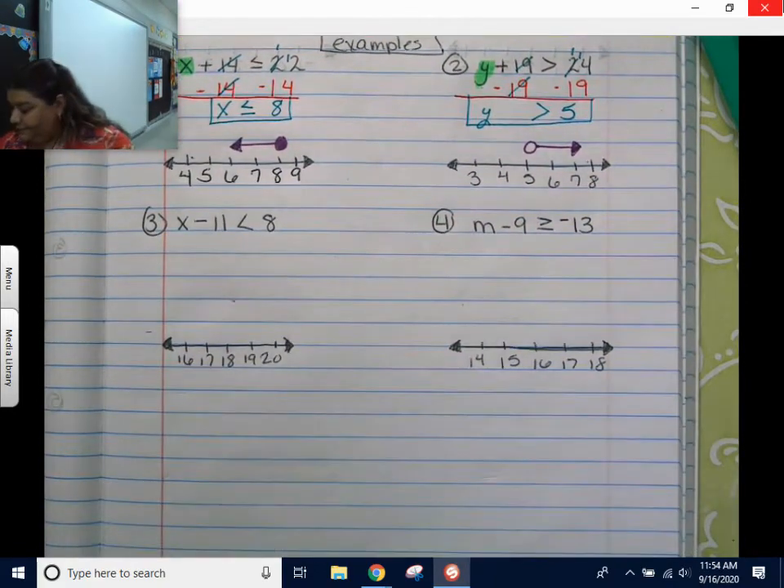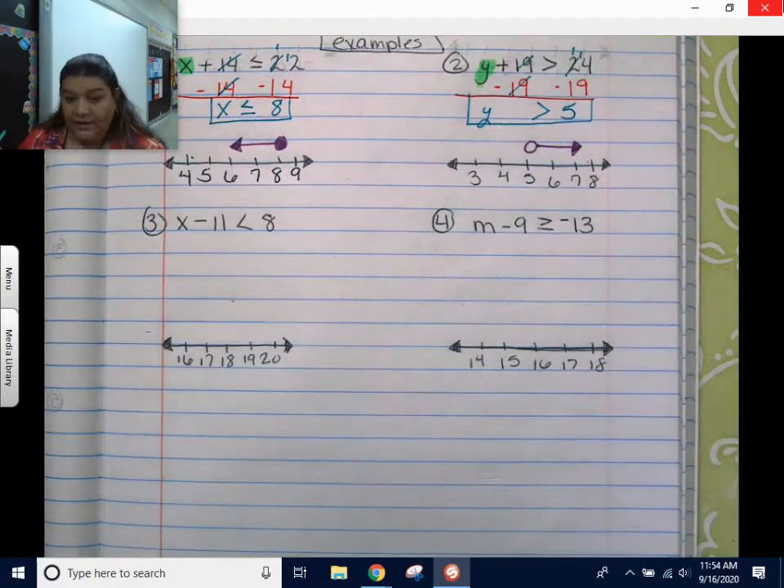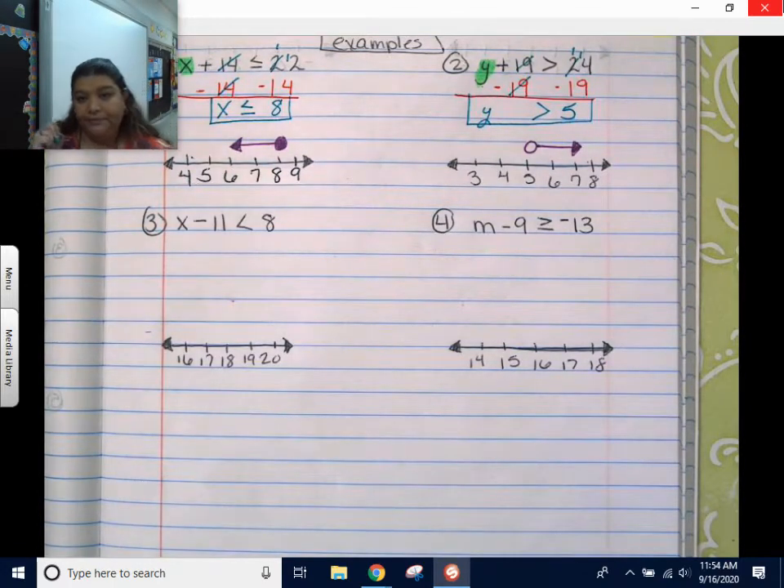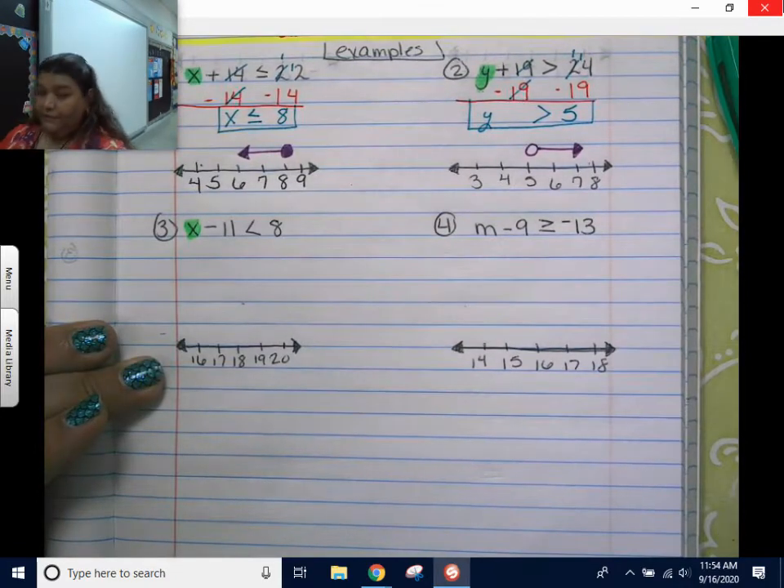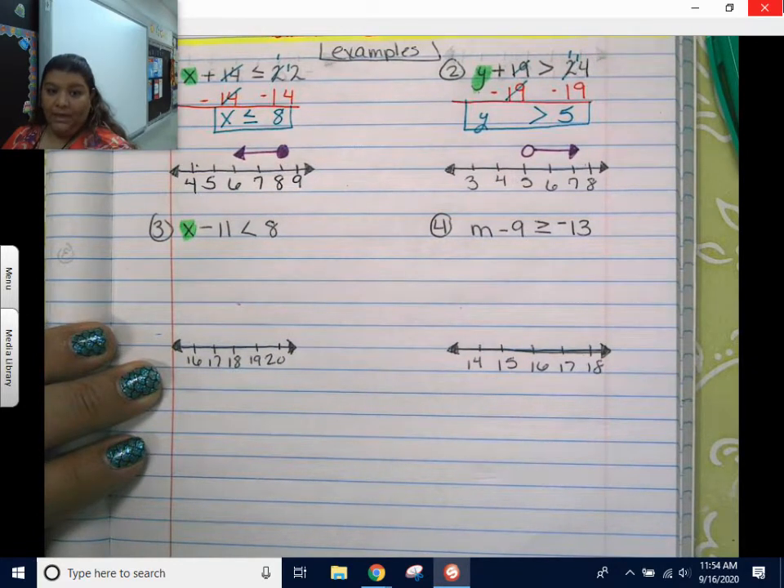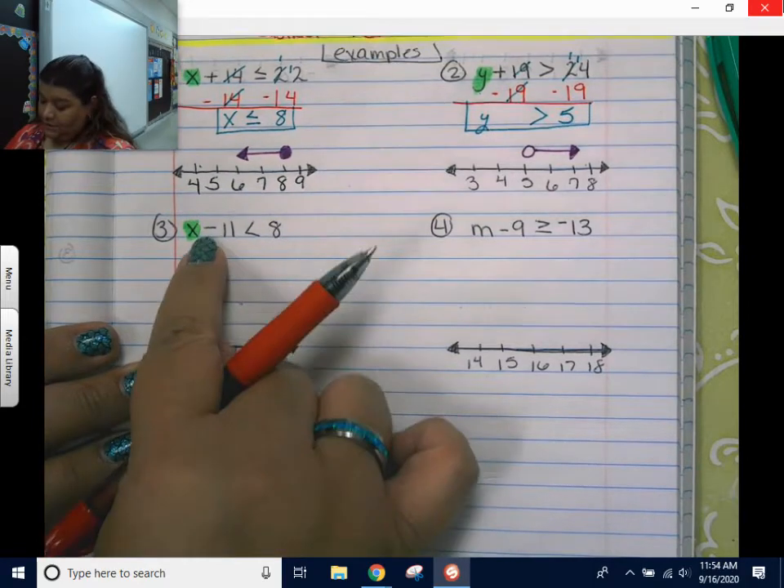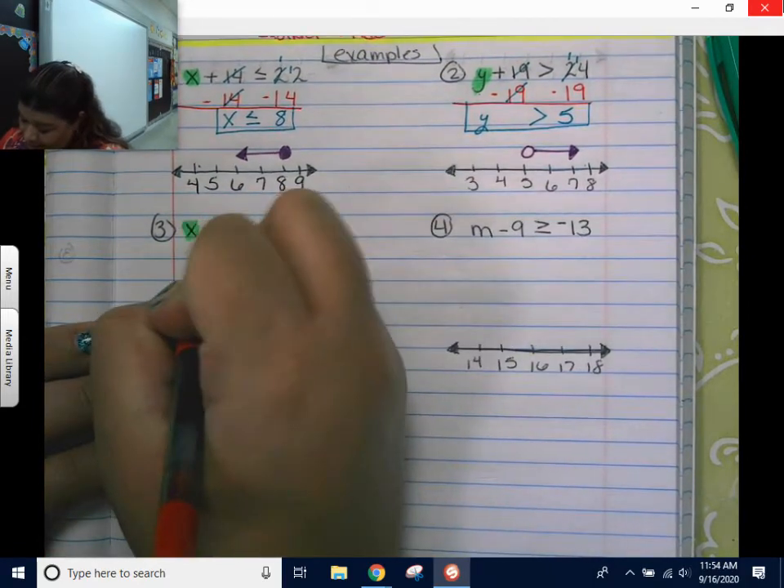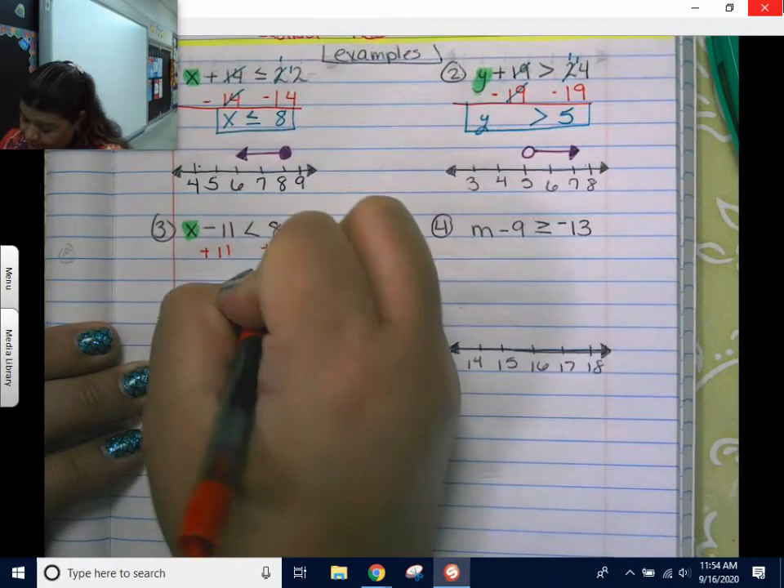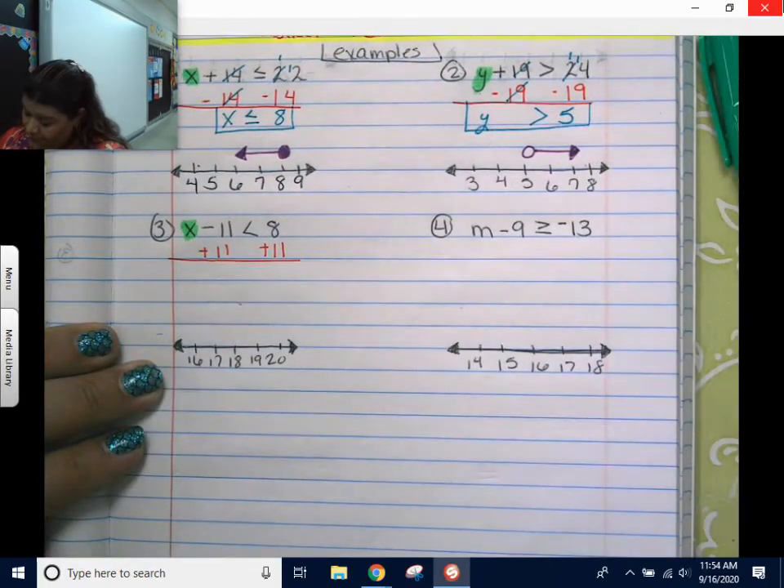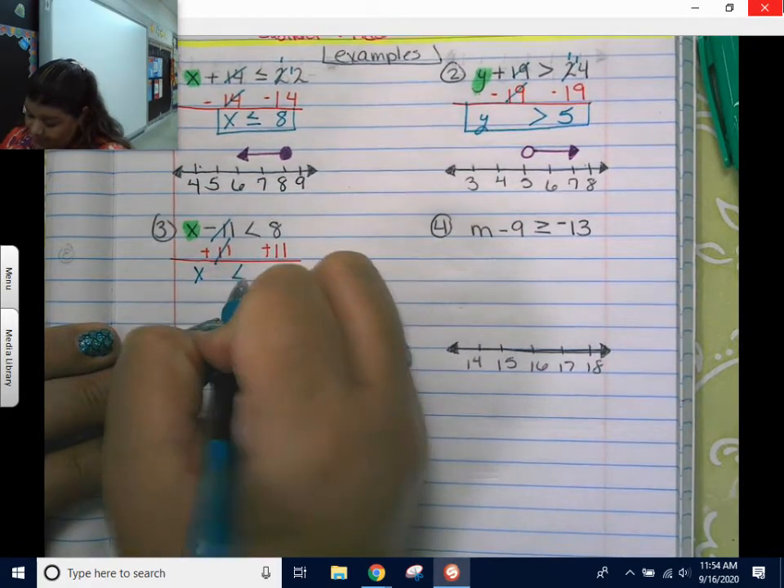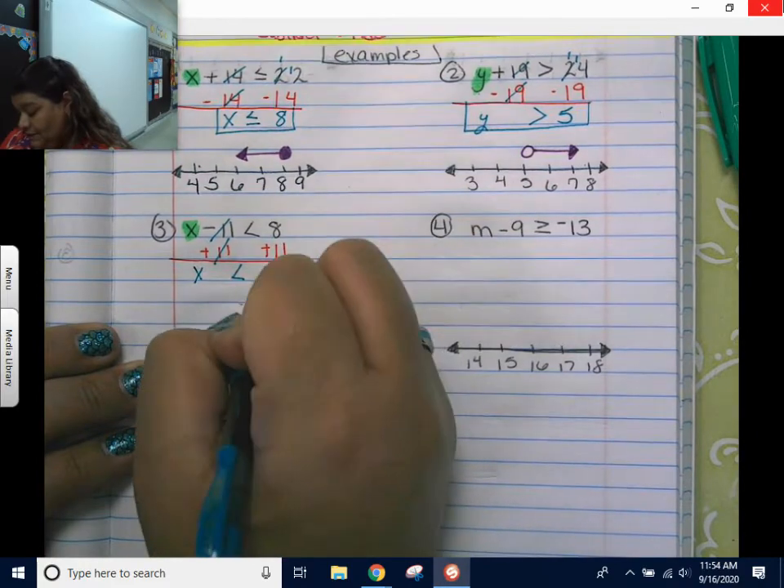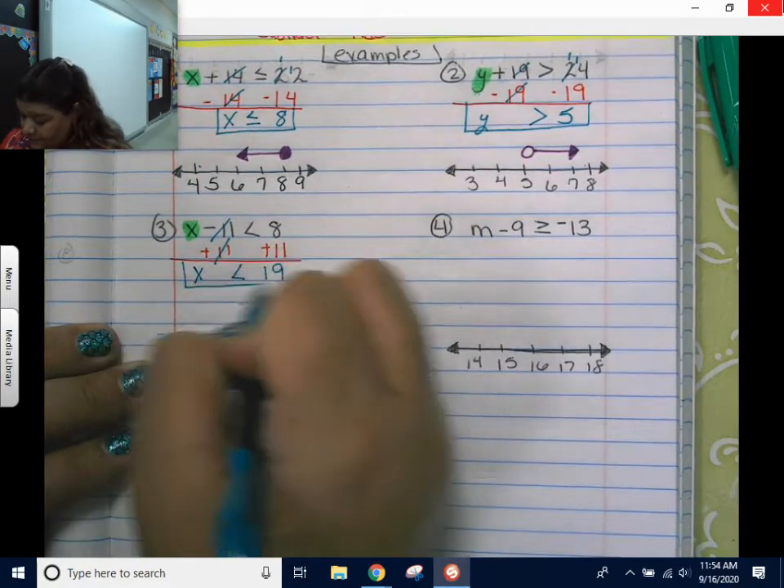These are the last two. I have x minus 11 is less than 8. Step 1, isolate. Good. Who are you getting rid of? How are you going to get rid of the 11? Do the opposite of subtracting, adding to both sides. So these cancel. X comes down, symbol comes down, and 11 plus 8 is 19.